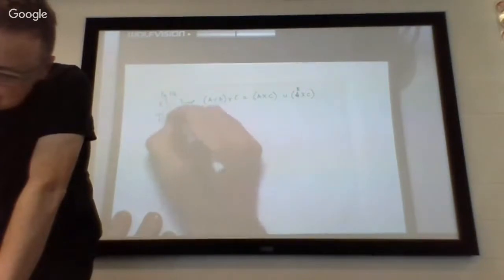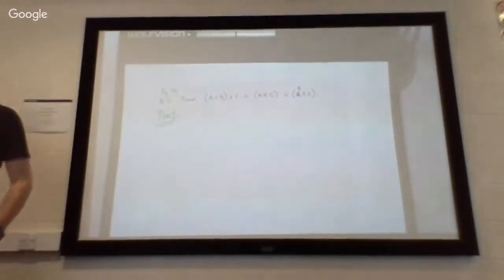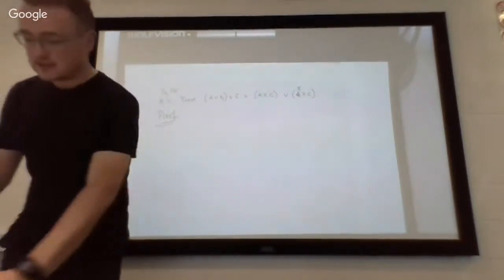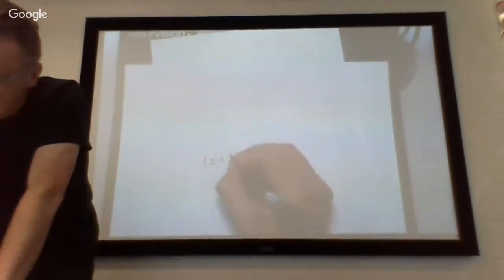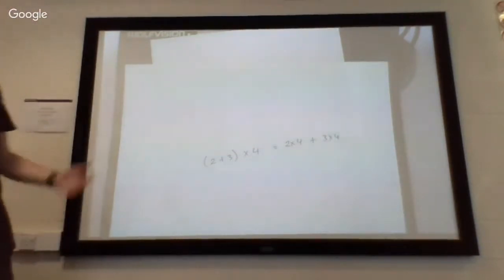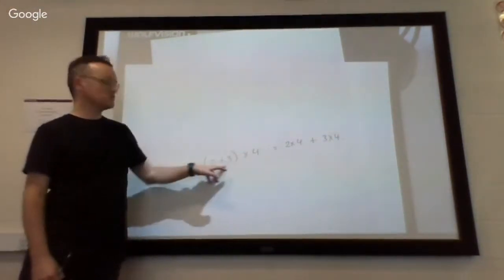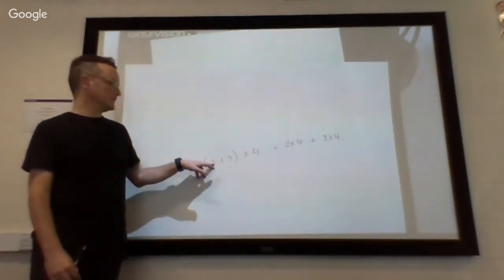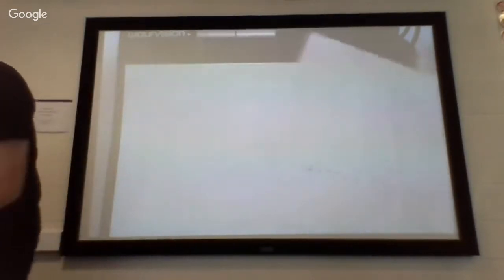Okay, good. Okay, what kind of an argument? It looks reasonable, doesn't it? It follows the same pattern, for instance, as something like 2 plus 3 multiplied by 4. If you want to, you can evaluate that as doing 2 by 4 first, and then 3 by 4, and then adding the results. That's multiplication distributing over addition. So it certainly looks plausible.